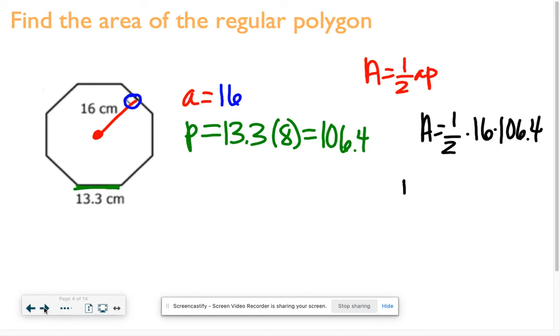So crunch those numbers out, and you should get about 851.2. What is our unit? Centimeters squared.